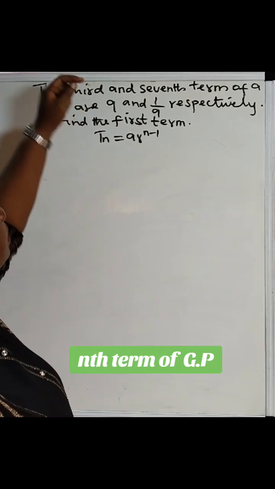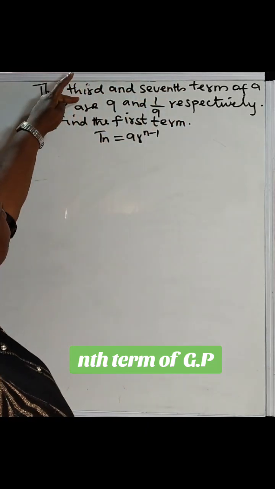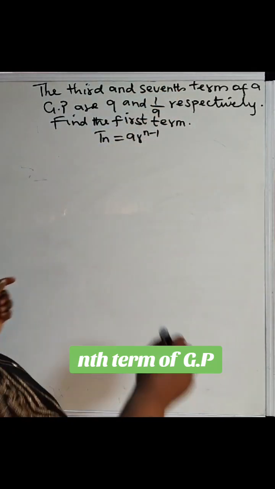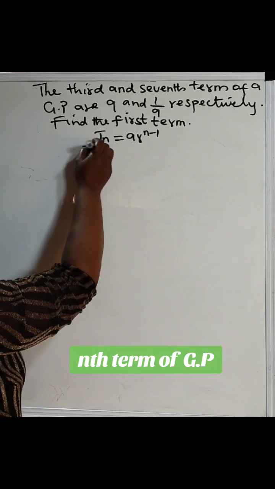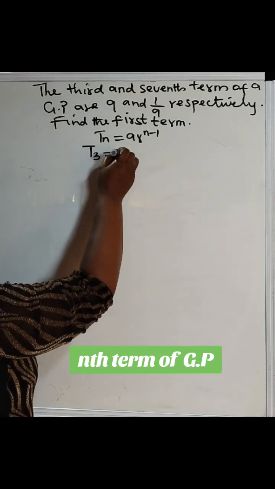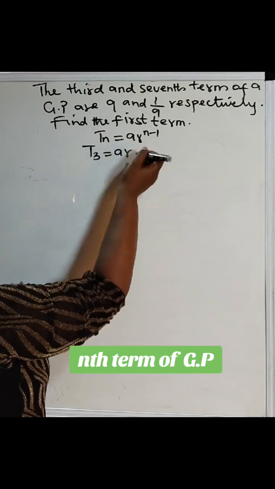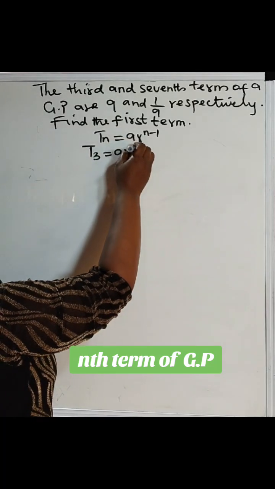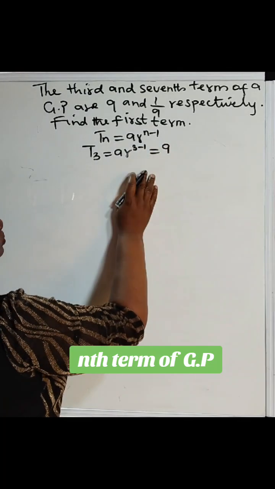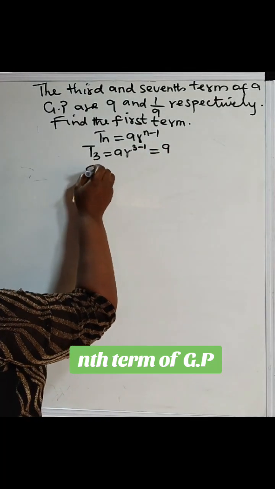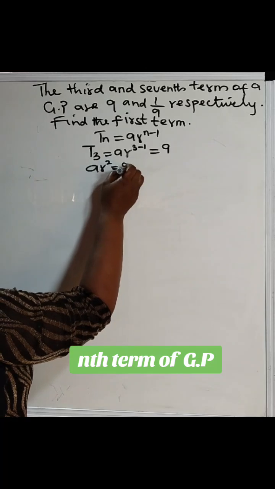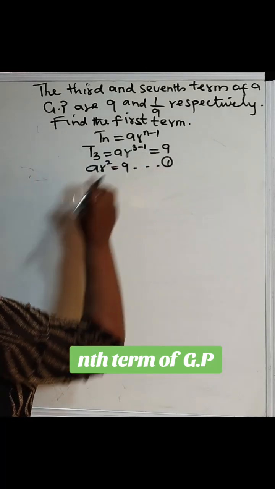Since the question says that the third term and the seventh term of a GP are 9 and 1 over 9 respectively, that means the third term is 9, the seventh term is 1 over 9. So we have T3 is equal to a, our first term, times r raised to power 3 minus 1, which will be equal to 9. This tells us that ar^2 is equal to 9. We'll call this equation 1.